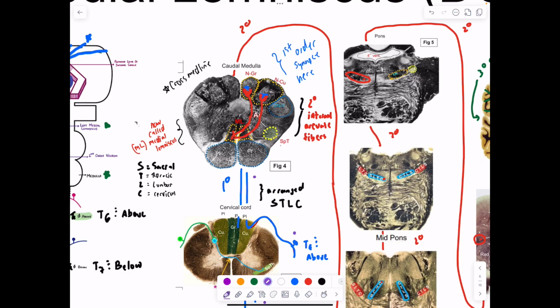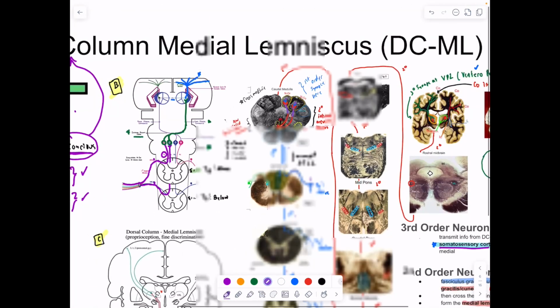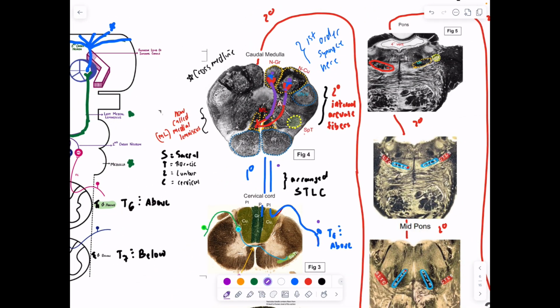All right, we ascend. Now we've made it to the nucleus cuneatus and the nucleus gracilis, and so now we're going to have our second order axon, our second order neuron. Its little body is right here, and it's going to synapse with our first order neuron, and then it's going to send its fibers out, and these fibers are the internal arcuate fibers. All right, so these are our internal arcuate fibers right here, and they're going to cross the midline and get to what we call the medial lemniscus. So this orange region right here is the medial lemniscus.